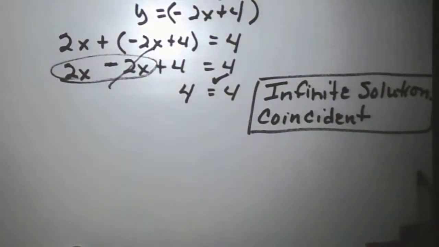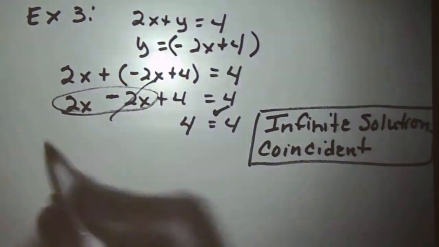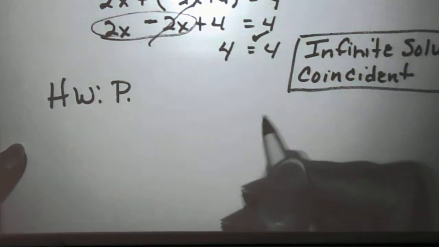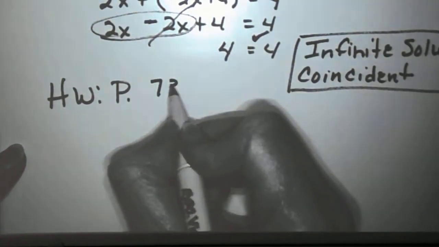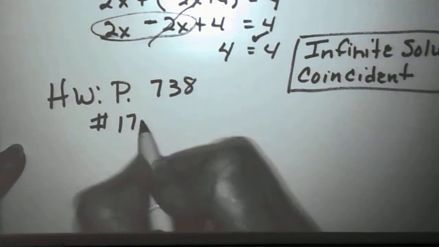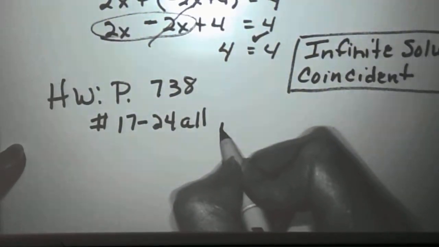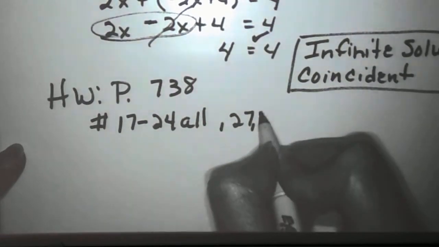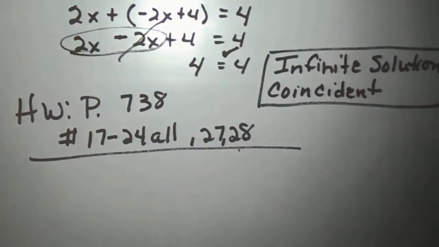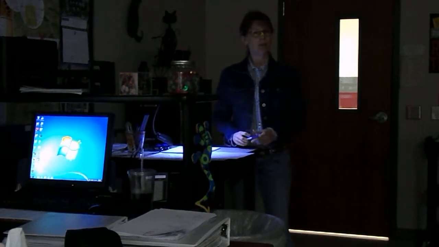Okay, so today your homework will be on page 738. And I want you to do 17 through 24 all, and 27 and 28. Okay, you should be able to finish those before you leave the class today. I think there's only 10 of them. All of them need to be solved with substitution.